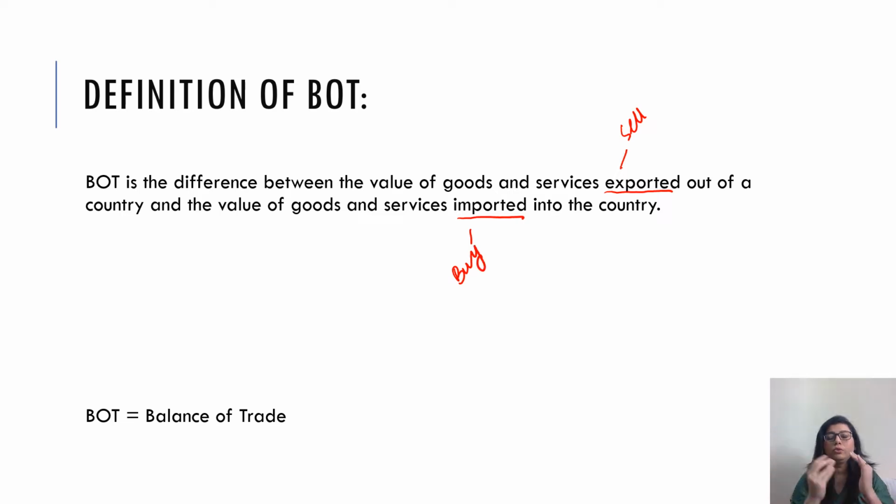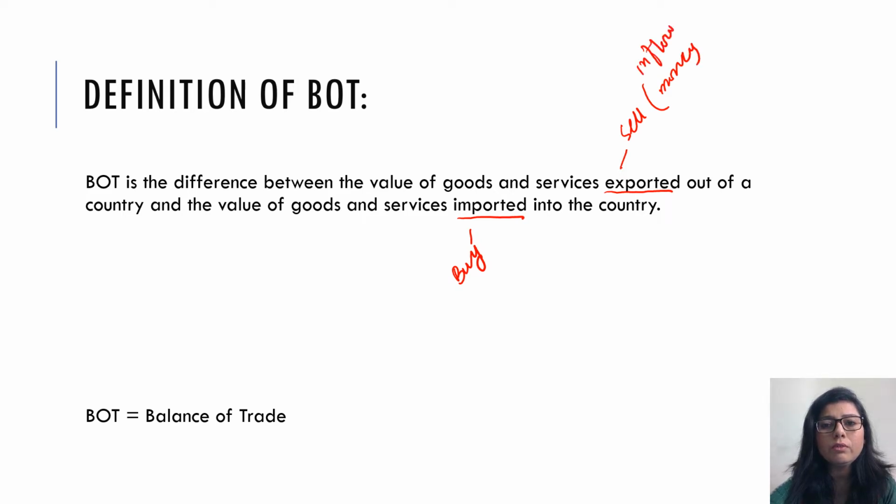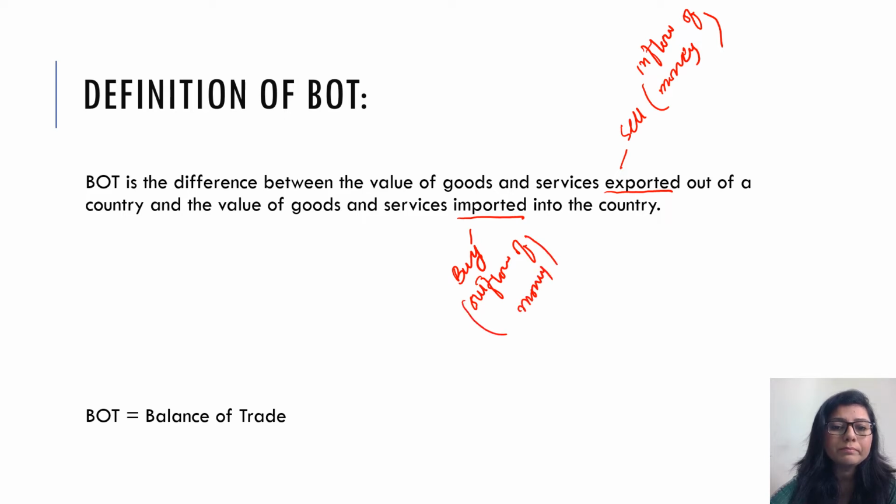When we sell goods and services, what comes in return? Money comes. We call it inflow of money. When we buy goods and services, what happens? There is an outflow of money. So basically, balance of trade measures the inflow of money and the outflow of money.